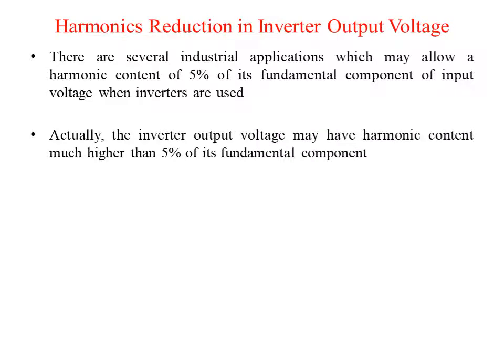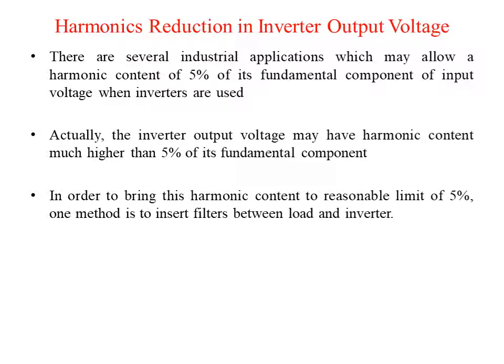Actually, the inverter output voltage may have harmonic contents that are much higher than 5% of its fundamental components. In order to bring this harmonic content to the reasonable limit of 5%, one of the best or conventional methods is to insert filters between the load and the inverter.